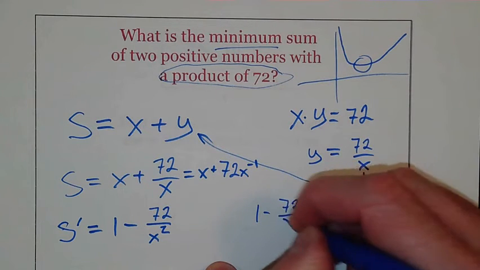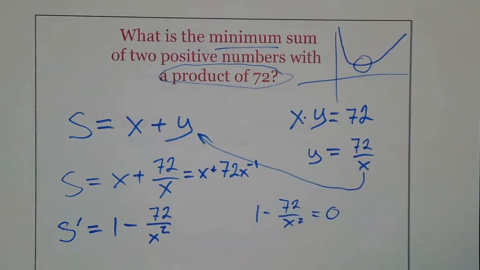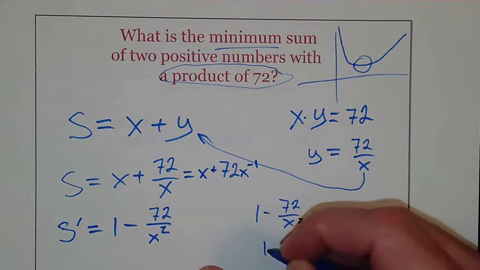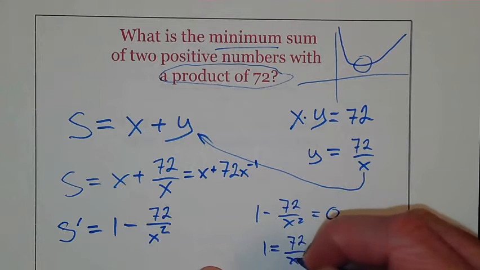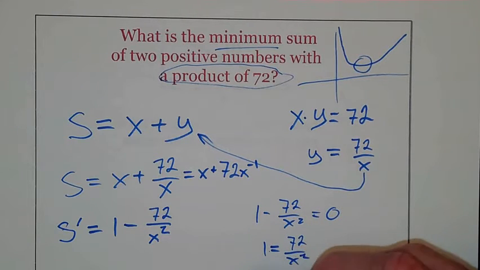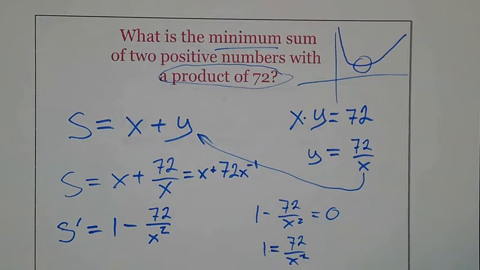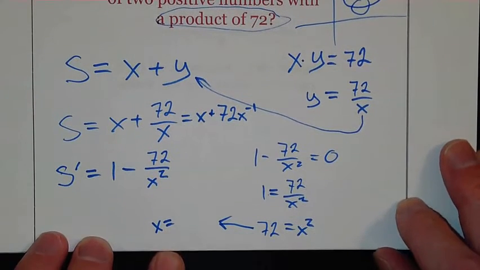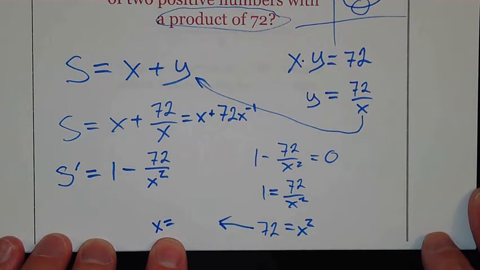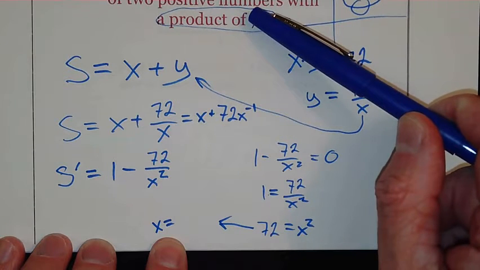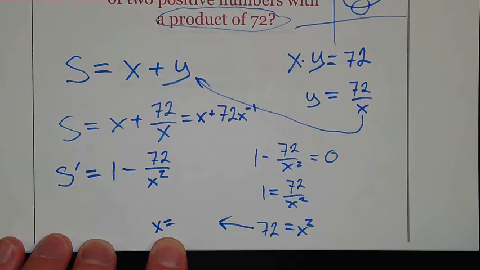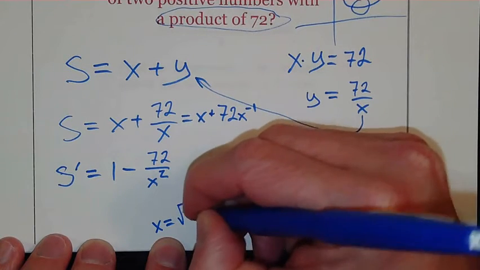1 minus 72 over x squared equals 0. Not uncommon to have a positive and a negative term, so I can subtract 1 over to the other side. 1 equals 72 over x squared, which means 72 equals x squared, which means x is positive or negative square root of 72. Sorry about that. I'm going to throw the negative one out because I'm only allowing positive numbers. If I don't require that they both be positive, I suppose I would have to consider negative, but in this case, I'm going to say that x is the square root of 72.